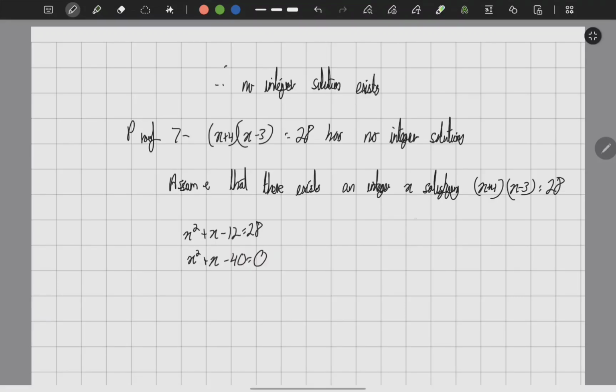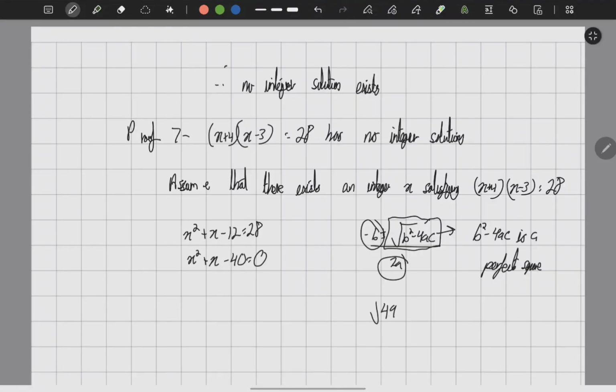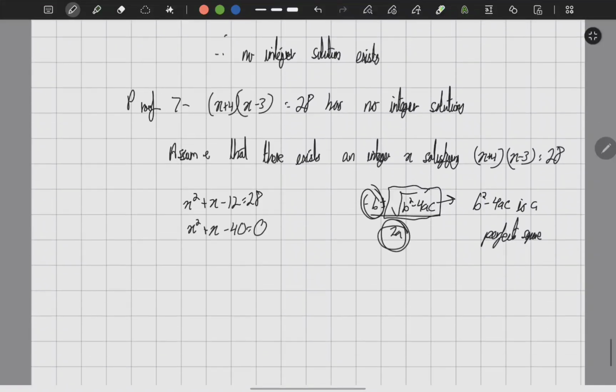Because if you look at the quadratic formula, your a, b, and c are obviously integers. So this will be an integer, this will be an integer. This, however, the only way this can be an integer is if b squared minus 4ac is a perfect square. For example, if b squared minus 4ac was 49, root 49 is 7, 7 plus this divided by this, you would get an integer solution. So then that's all we have to do.